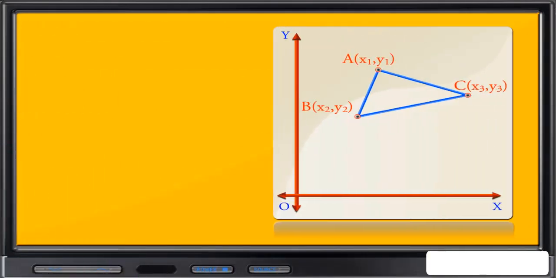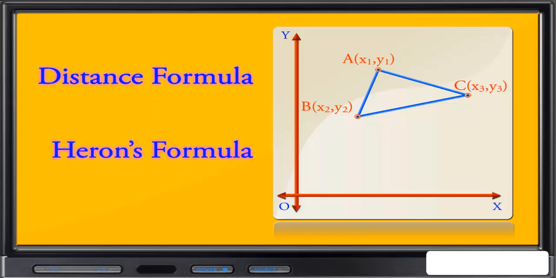But if the coordinates of the vertices of a triangle are given, can you find its area? Well, you could find the lengths of the three sides using the distance formula and then use Heron's formula. But this could be tedious, particularly if the lengths of the sides are irrational numbers. Let us see if there is any easier way out.